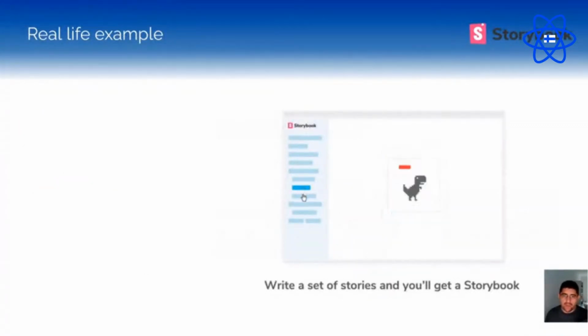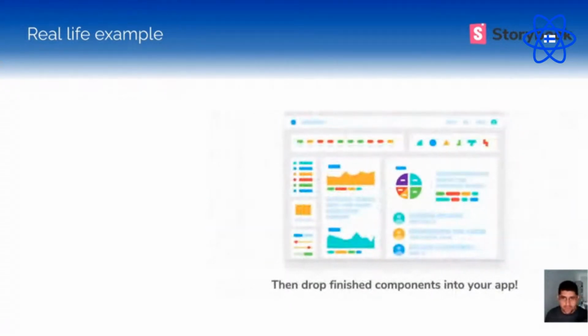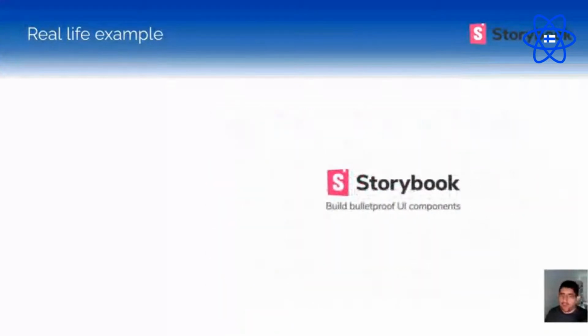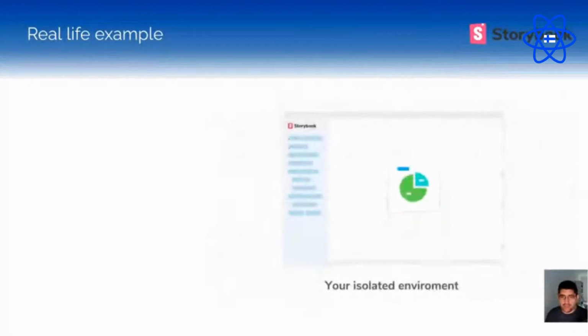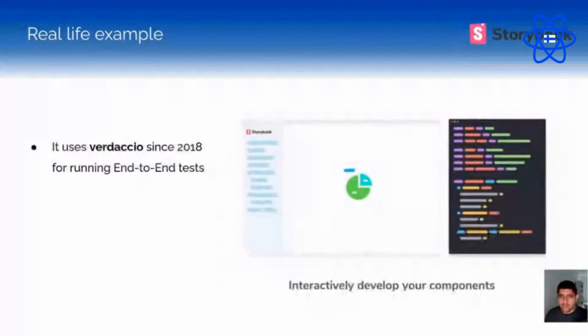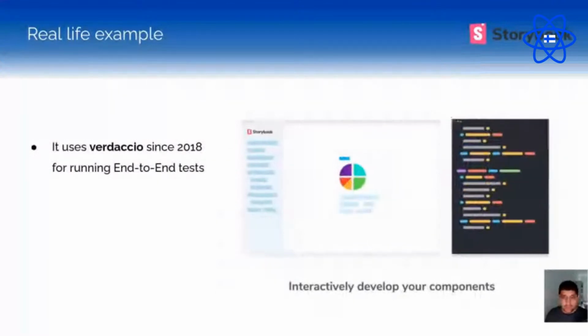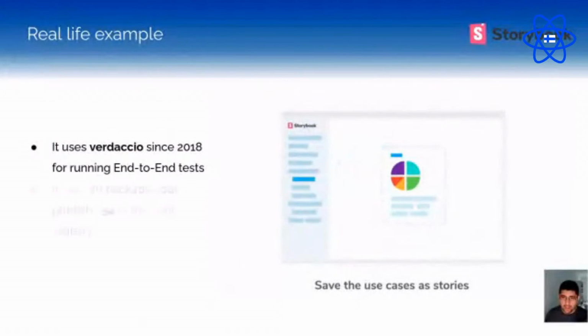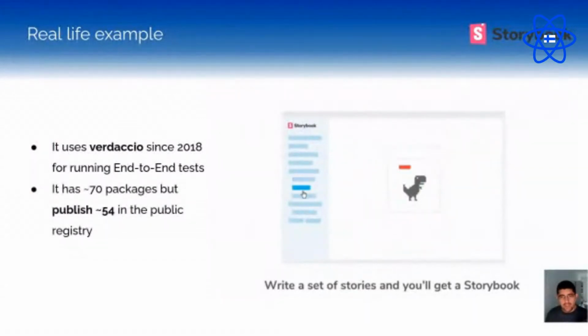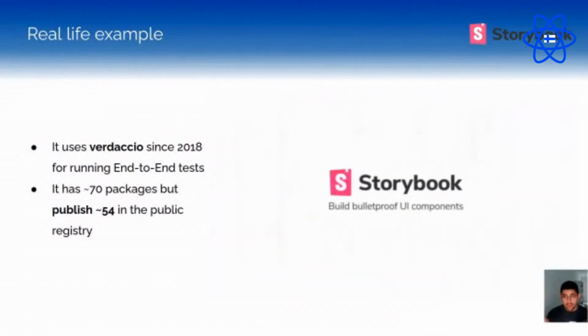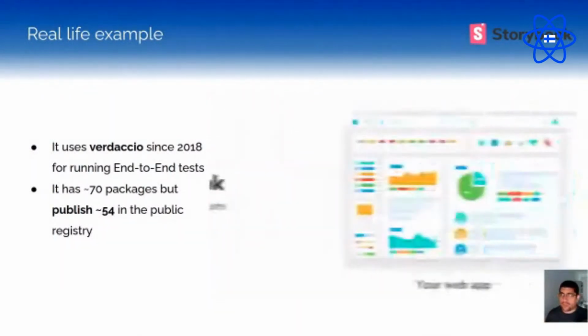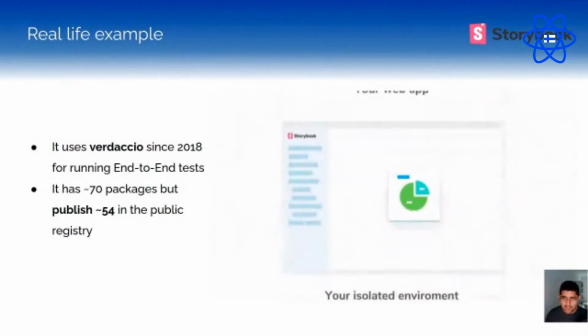For that, I want to share a real-life example. For this, I selected Storybook. Storybook is a tool for building UI components and pages, quite strong in design systems and very well known in the React community. Since 2018 it has been using Verdaccio in its end-to-end testing, quite successfully, I can say. It has around 70 packages and they publish 54 of them. Many of them are React components, published to npm.js, that you confidently use in your projects. So let's see how they actually create that confidence when publishing the packages.